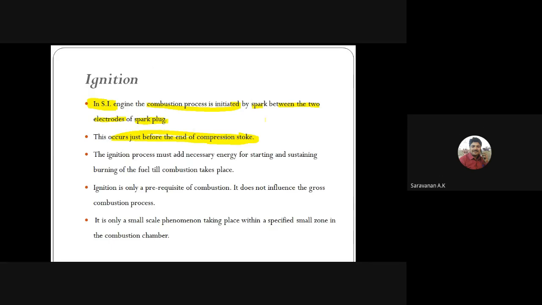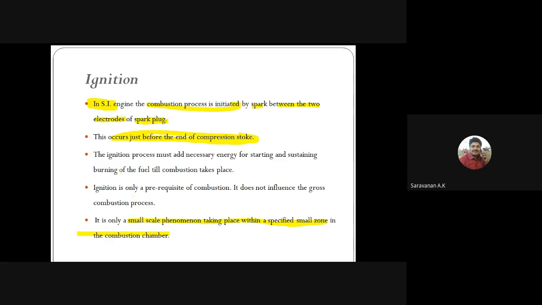The ignition process is a must, adding the necessary energy for starting, and it sustains the burning of the fuel. The ignition is a prerequisite to the combustion. Once it ignites the air-fuel mixture, after that the ignition is not required. So it is a prerequisite of combustion, and it is a small-scale phenomenon that takes place within a specified small zone, as well as a specified small timing in the combustion chamber. So that is ignition.